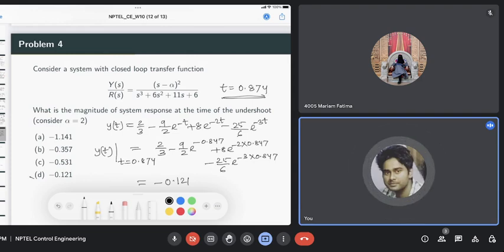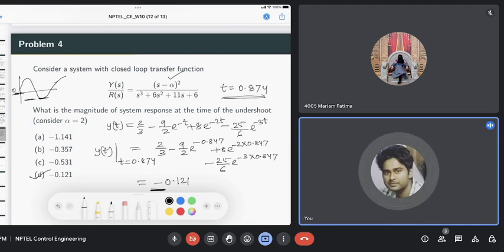So this is the correct answer. One thing you have to notice is the negative sign here. That is because of the presence of this right half plane zero, the response will be something like that, right? Initially it will go in some direction, then it will come back, and then it will follow that response. This undershoot, you can see it will be some negative value, right?